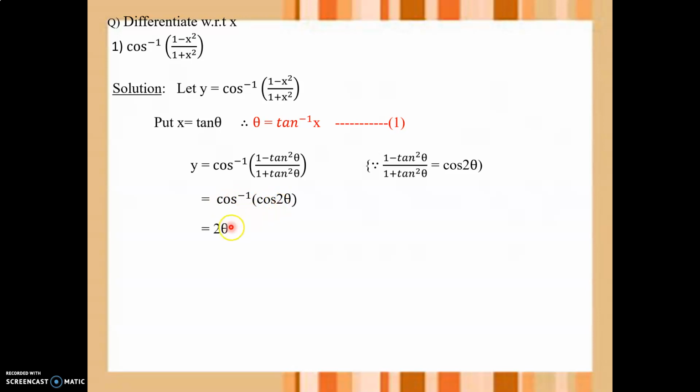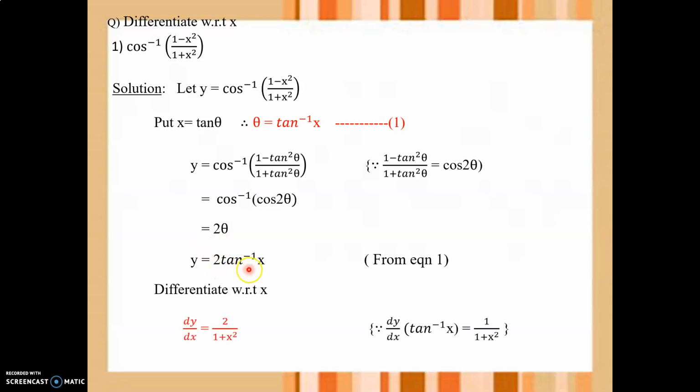And you have to resubstitute theta before differentiation. Till now we have not done differentiation. So we substitute theta is equal to tan inverse x, and the term will become y is equal to 2 tan inverse x from equation number 1. Differentiating with respect to x, you will get dy upon dx is equal to 2, a constant, as it is. Then the derivative of tan inverse x is 1 upon 1 plus x square. So the final answer for this question is 2 upon 1 plus x square.